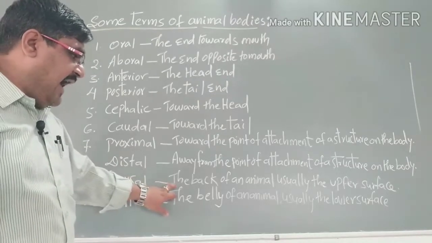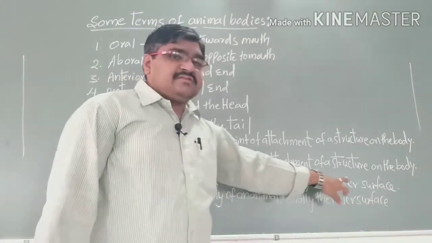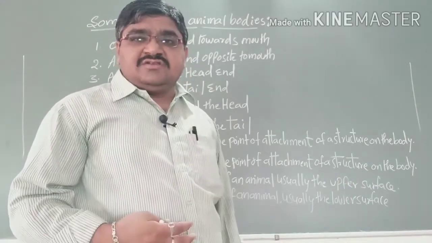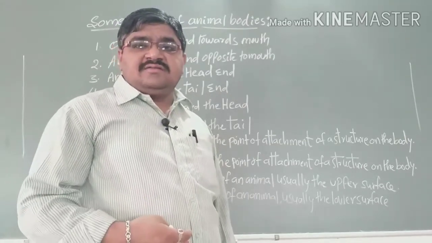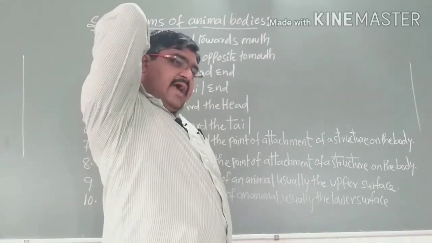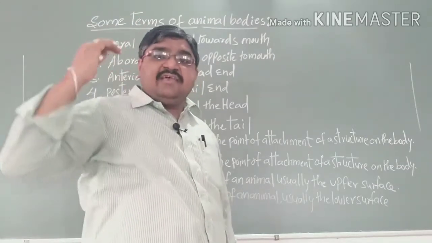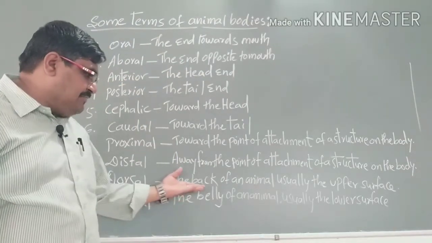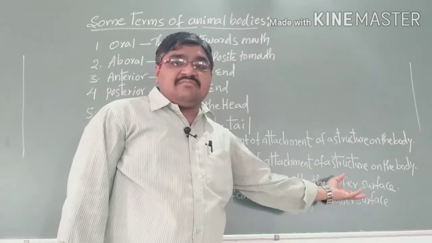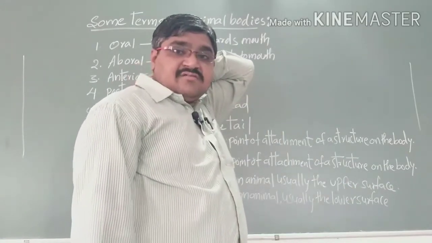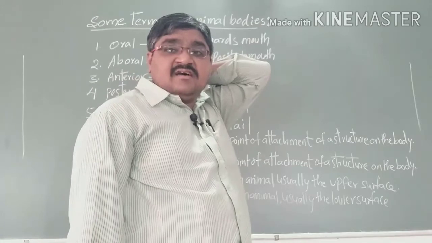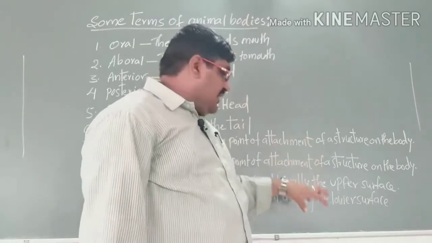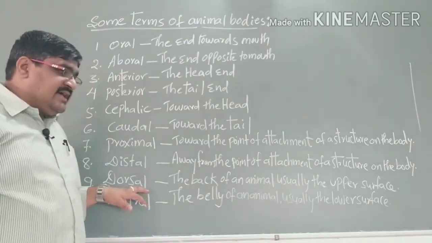Dorsal means the back of an animal, usually the upper surface. If you see in ourselves, human beings, the part which is presenting towards the back, that means the back part. This is the back part that we can call the dorsal surface. It is the upper surface of the body, the back of the body, which we call the dorsal surface.